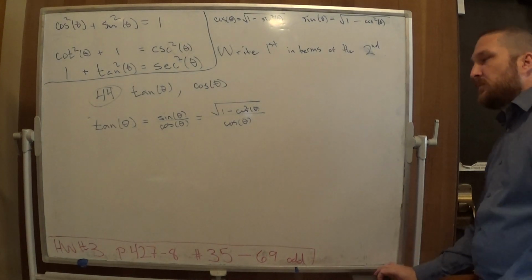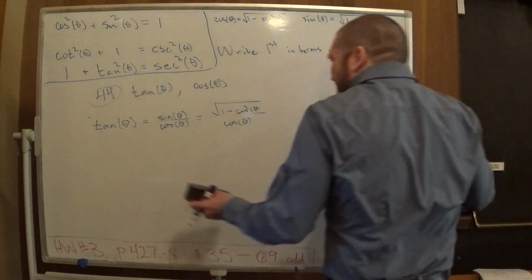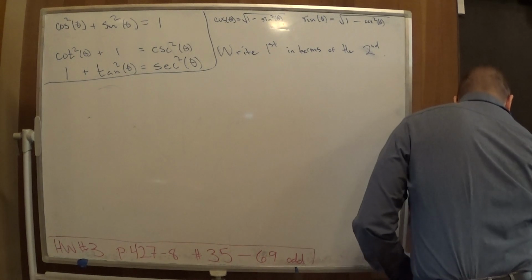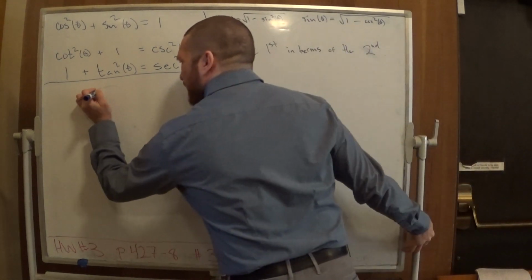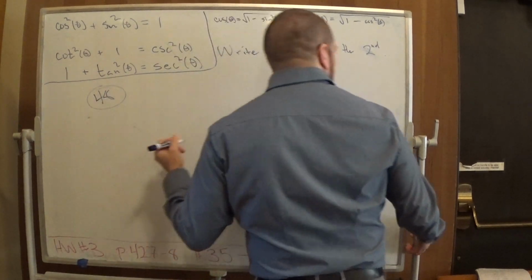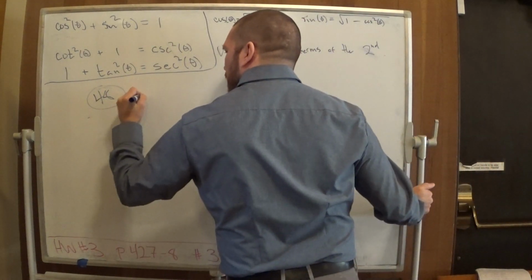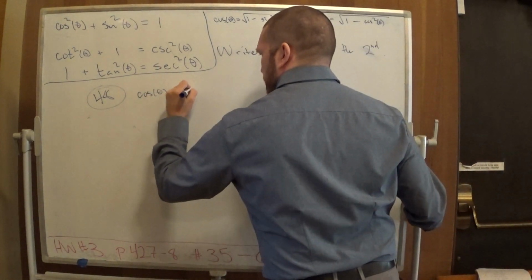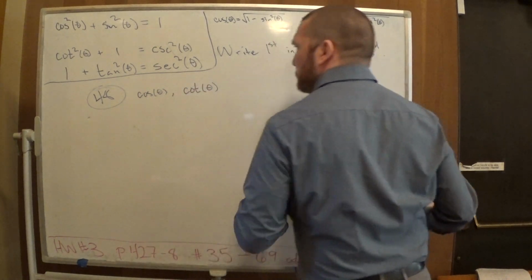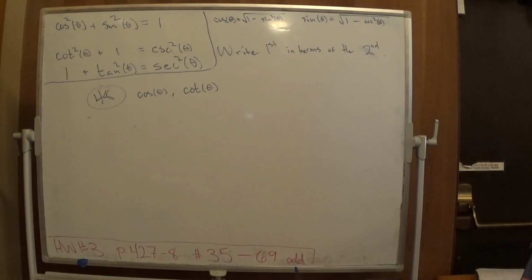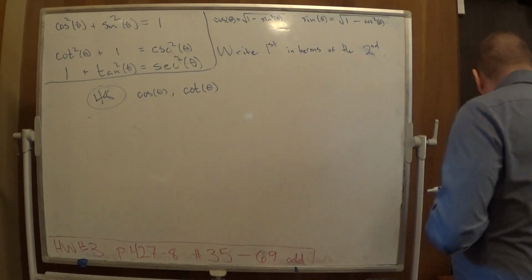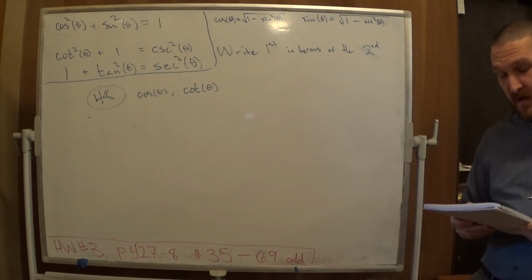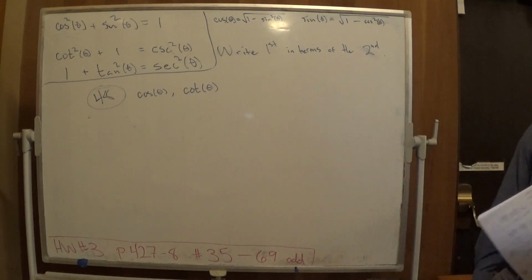There are some other ones that aren't too bad. But then you get this. Okay, so get ready for this one. I'm just going to talk you through what I did when I was working on this last night. Writing the first in terms of the second, we're writing cosine now in terms of cotangent. Now watch this.